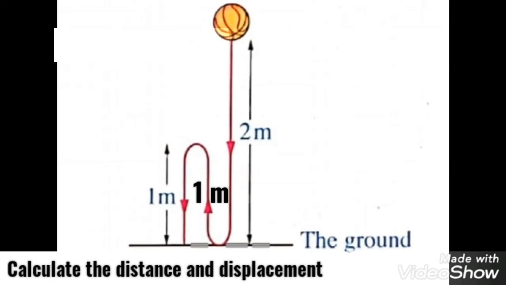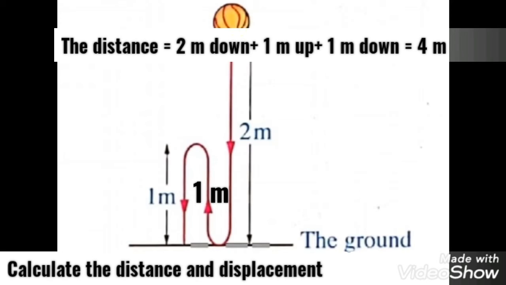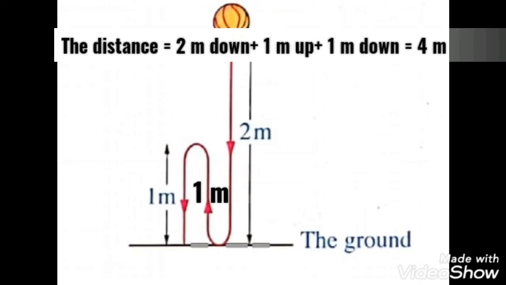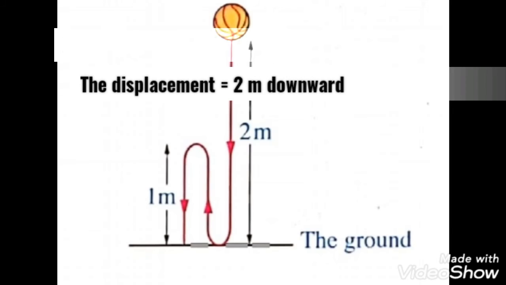Okay, the distance is the actual length that the rubber ball moves, from downward to upward to downward one more time. So the distance value equals 2 meters down plus 1 meter up plus 1 meter again downward to the ground, which equals 4 meters. What about the displacement? Remember, the displacement equals the shortest distance, or the shortest value, which equals, yes, 2 meters down.